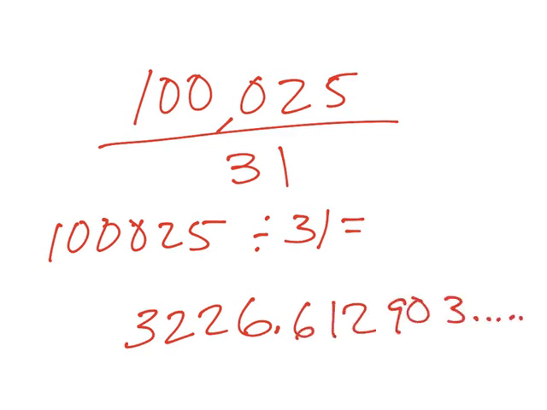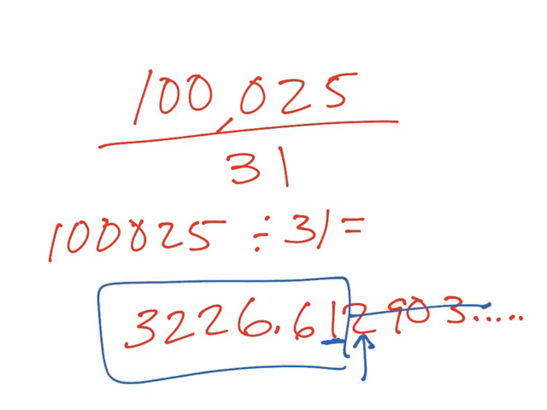Remember, we're talking about money. When you talk about money, you round to the nearest cent, and I think our directions even said that. The nearest cent is the second decimal place. I look at the 2, which tells me to round down. So my final answer is $3,226.61. That is my average daily balance for the month of October.